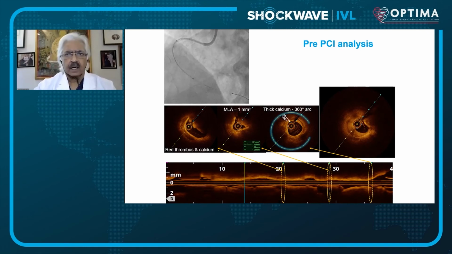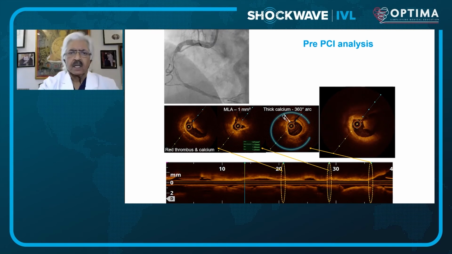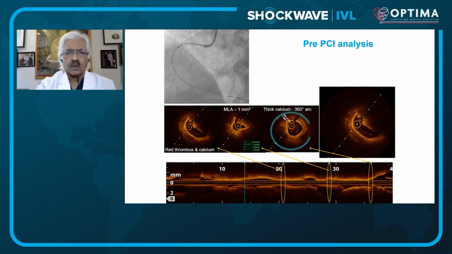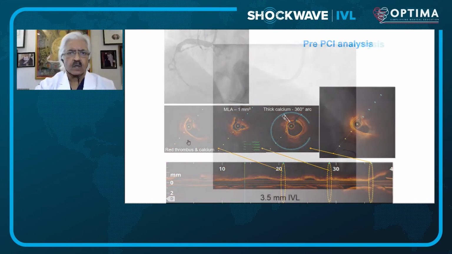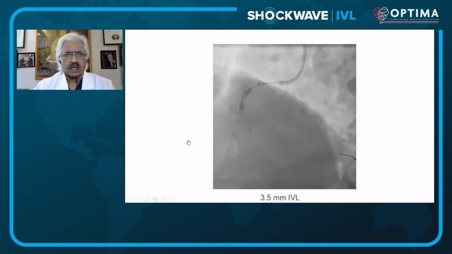And of course, that allowed us to do an OCT and analyze the lesion, which showed concentric thick calcium, 360 degree arc greater than 1 millimeter calcium at that point where the vessel would not be dilated. Actually, a case truly for IVL.